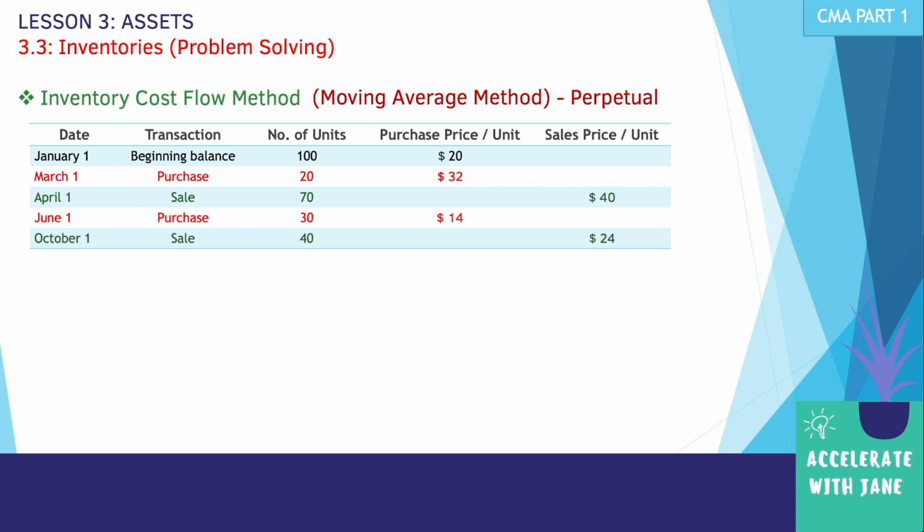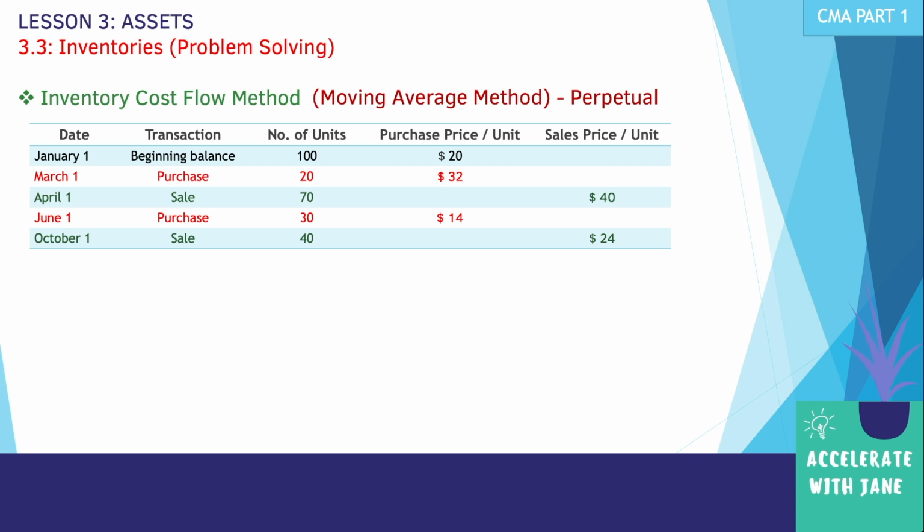And then on March 1, the company purchased 20 units of inventories. On April 1, the company sold 70 units. On June 1, the company purchased 30 units. On October 1, the company sold 40 units. On the fourth column, we have the purchase price per unit. For example, for the beginning balance of inventory, the purchase price per unit is $20. For the March 1 purchase transaction, the company purchased 20 units, which cost $32 per unit.